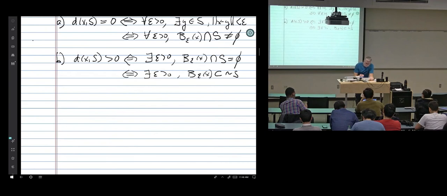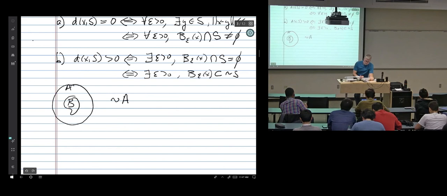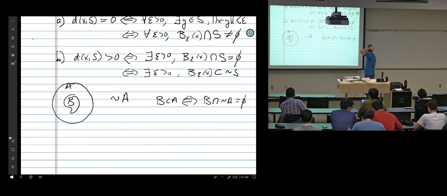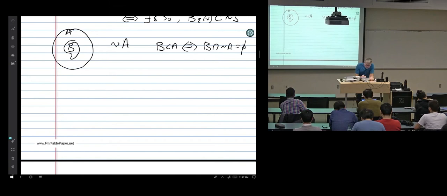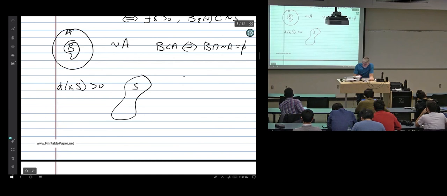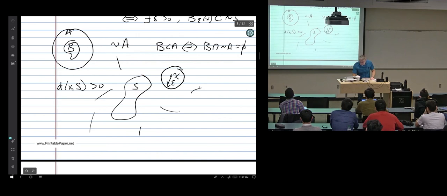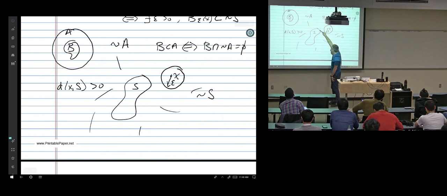Here's A. Here's B. This is the complement of A. B is contained in A if and only if B intersected with the complement of A equals the empty set. So this is what we need. Distance from x to S is positive means, here's S, here's x, and I can put a ball of radius epsilon, because all of this is the complement of S. I can bound x away from the set S.